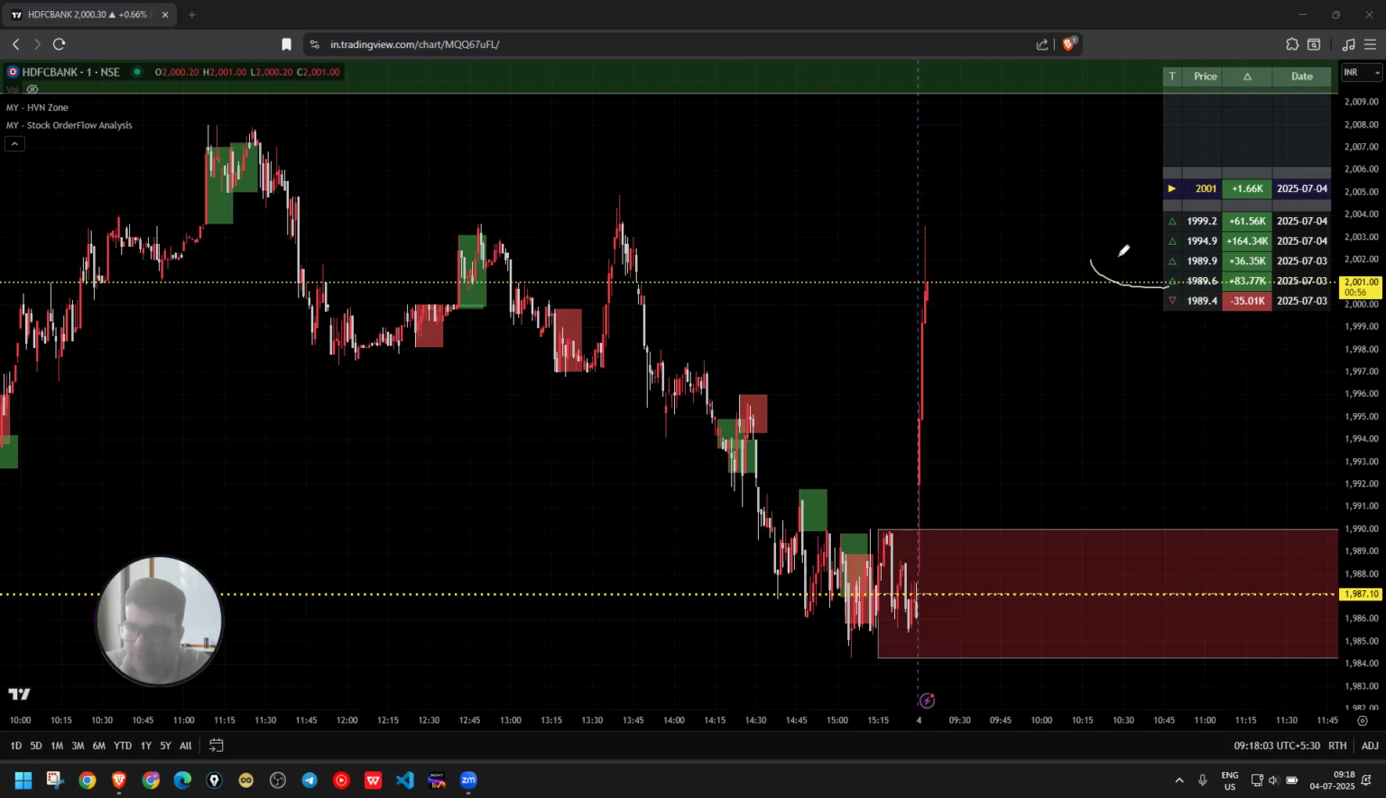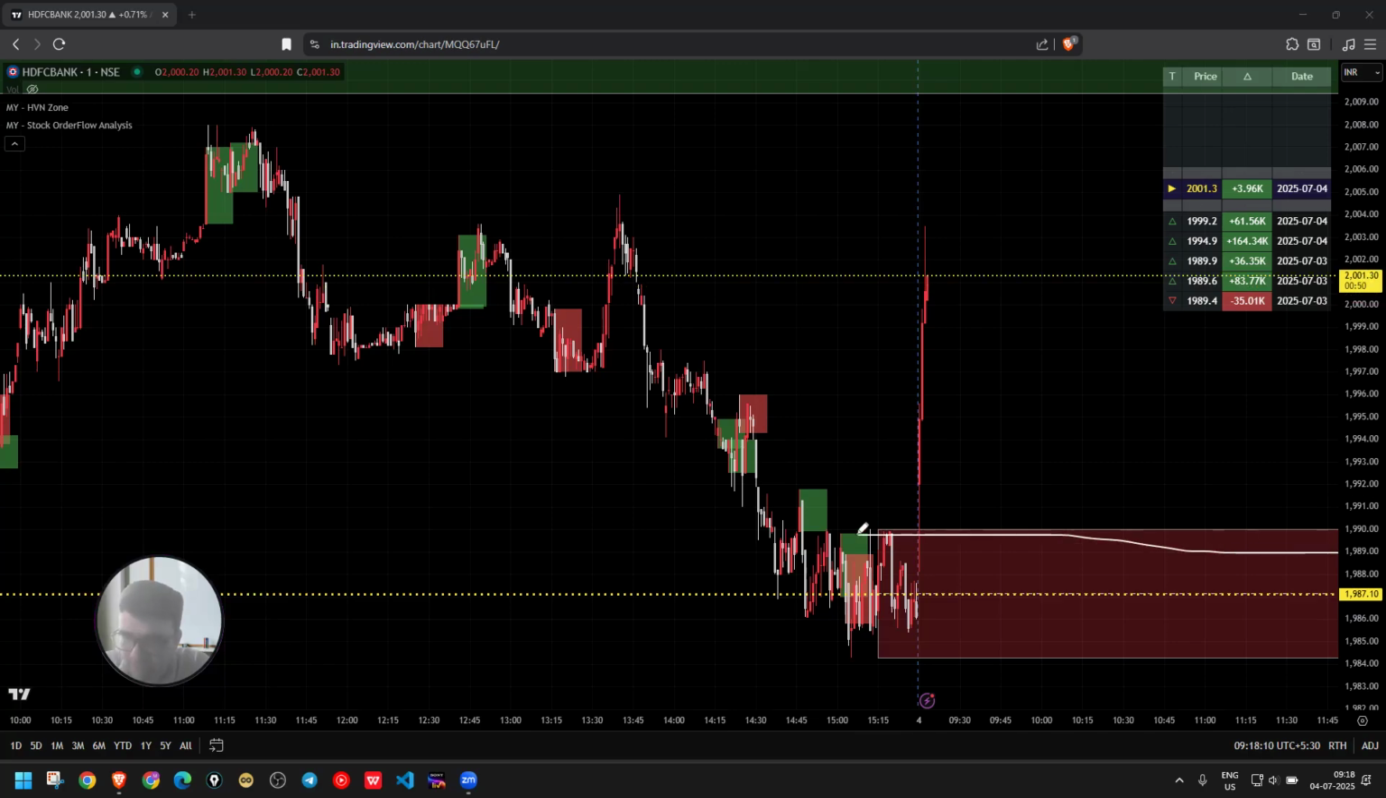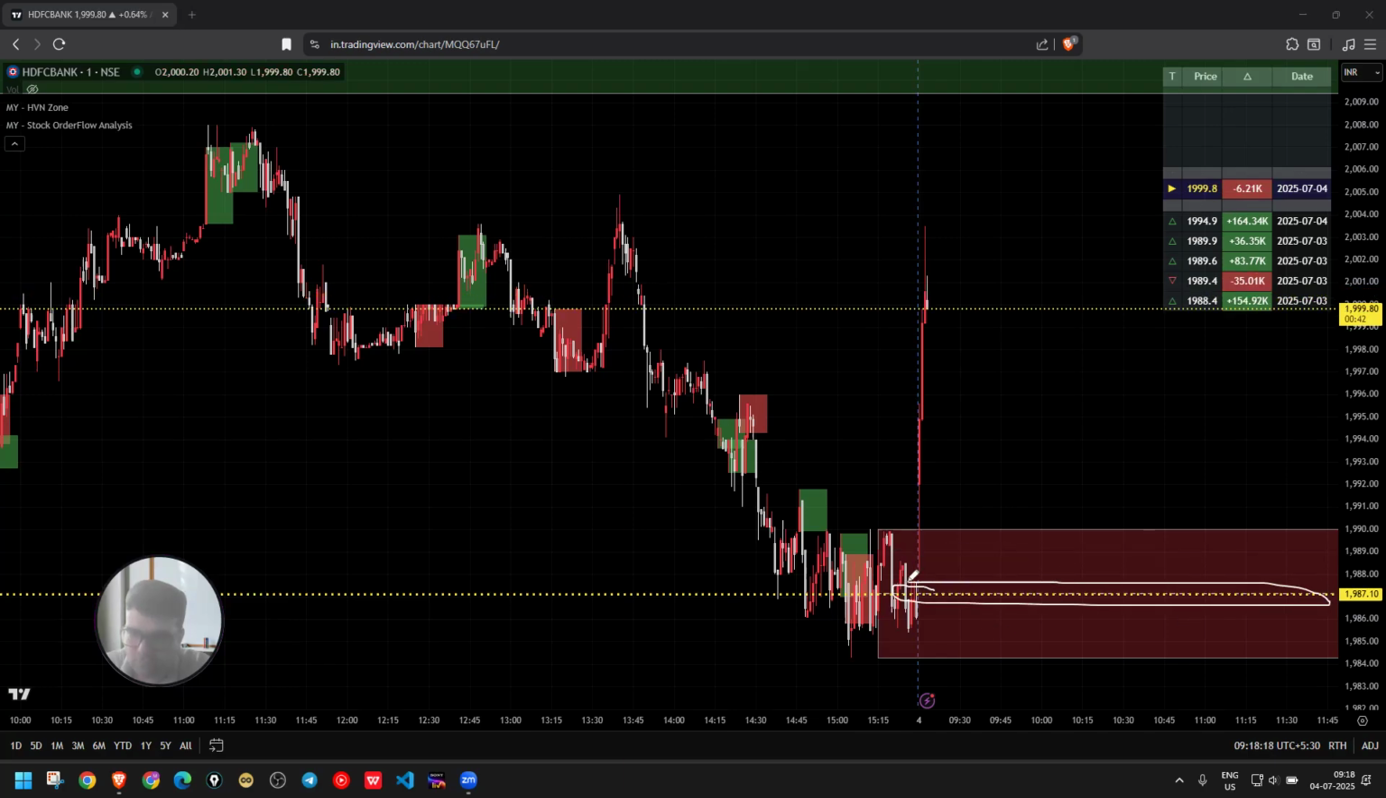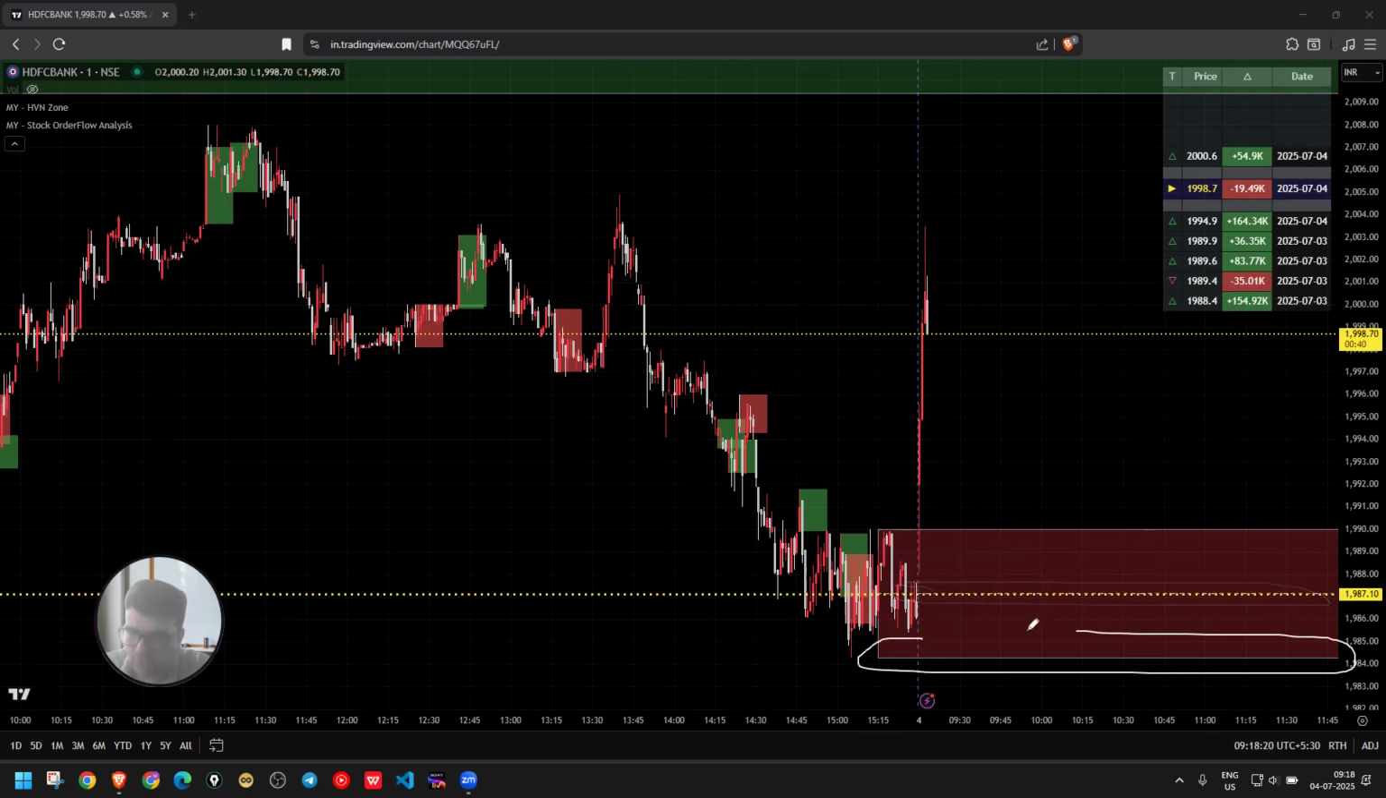Primarily, I'll be putting one first order at 1989.4. That is going to be somewhere around this particular zone. This zone is where I'll be looking to add 1 lot, 3 lots or 2 lots, and then 4 lots here, right? That's how I will try to pyramid.